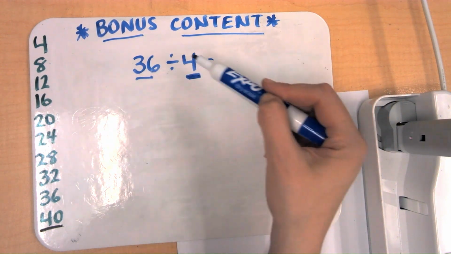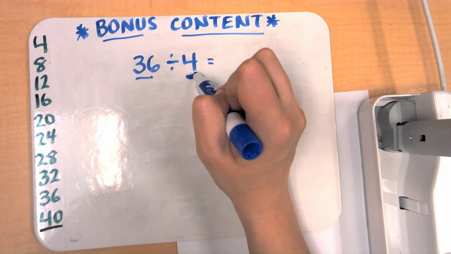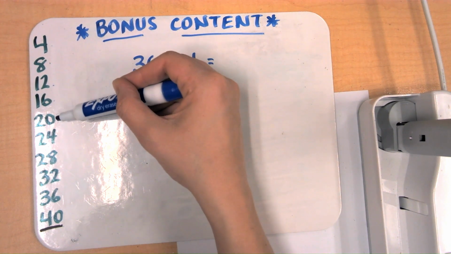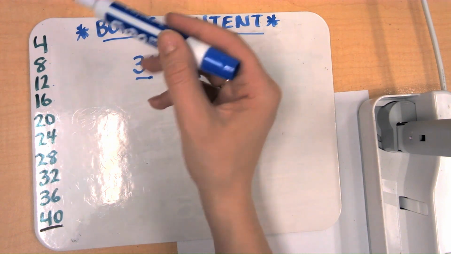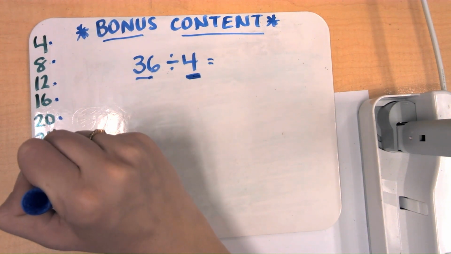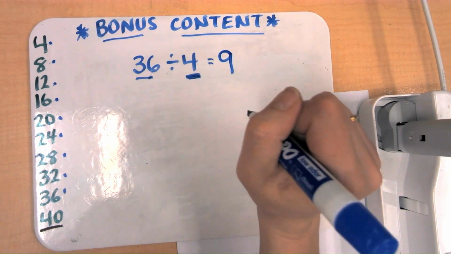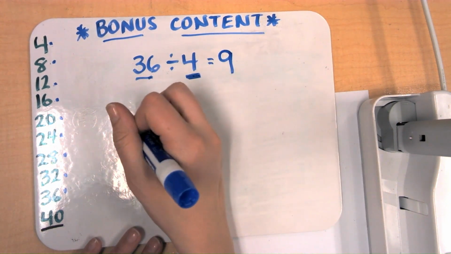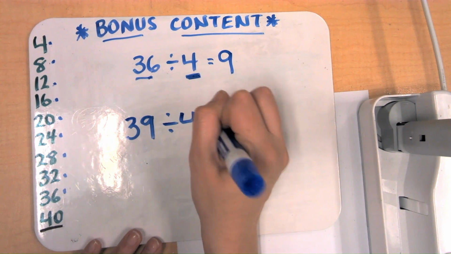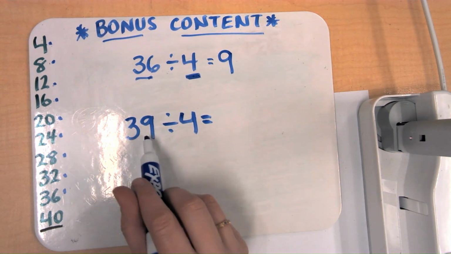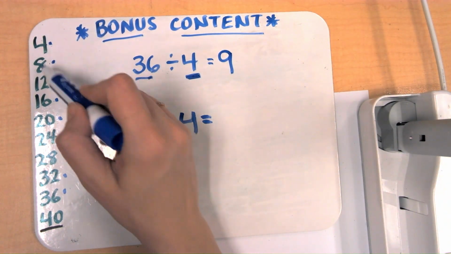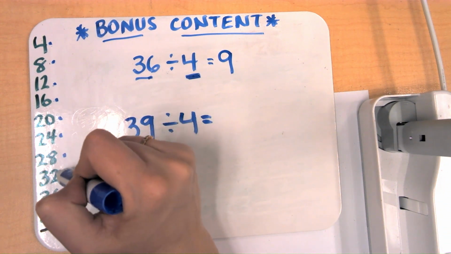How you use the list to help you solve this is you say, okay, 4, I'm trying to hit 36. I'm going to count how many groups of 4 it takes to get to 36. 1, 2, 3, 4, 5, 6, 7, 8, 9. It takes 9 groups to get to 36. So what if we had a question 39 divided by 4? What would be the answer to that? Well, we know we have 39 Skittles we're trying to divide into 4 equal groups.